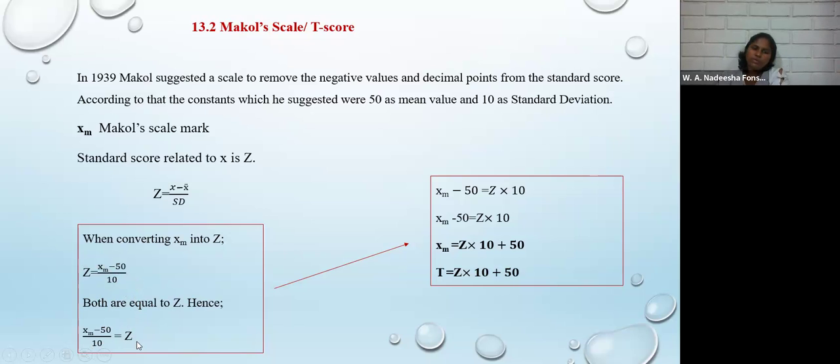There is Xm minus 50 divided by 10 now. To get rid of this divide by 10, this is simple mathematics, we have to multiply both sides by 10. Here, Xm minus 50, this division by 10 comes here as multiplication by 10. Then with Xm, there is minus 50. Minus 50 comes to this side as plus 50. So McCall scale can be defined as Xm equals Z into 10 plus 50, or T equals Z into 10 plus 50. T score or Z score.